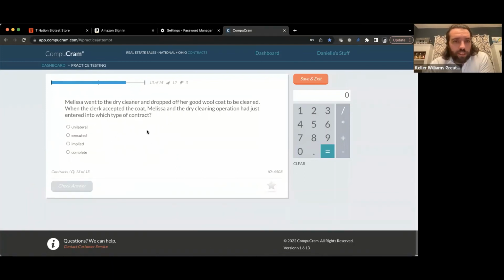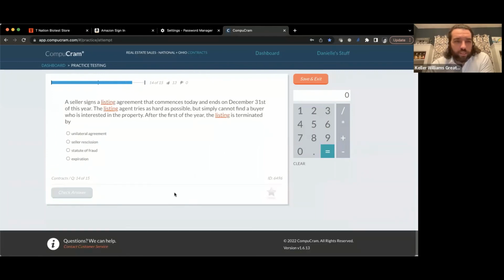Question number 13: Melissa went to the dry cleaner and dropped off her Goodwill coat to be cleaned. When the clerk accepted the coat, Melissa and the dry cleaning operation had just entered into which type of contract? Is it A, unilateral, B, executed, C, implied, or D, complete? I gave you this one earlier and you guys are all over it. C, implied.